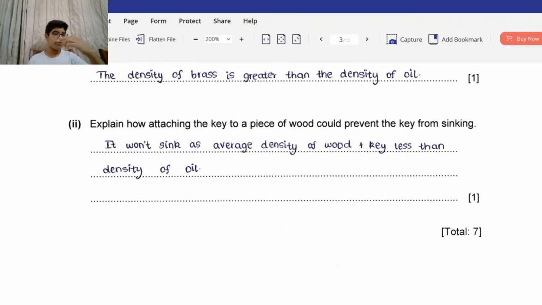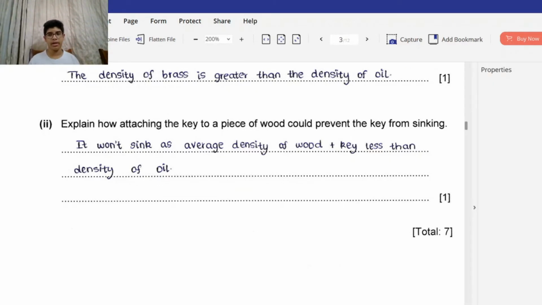Such that wood can float on pretty much water, pretty much anything. Now, if I attach wood to the key, the wood would still float because its density plus the key is still greater than the density of the oil. Hence, it would still stay on top, and that's why the key basically won't sink. Sink as in hit the bottom of the tank.